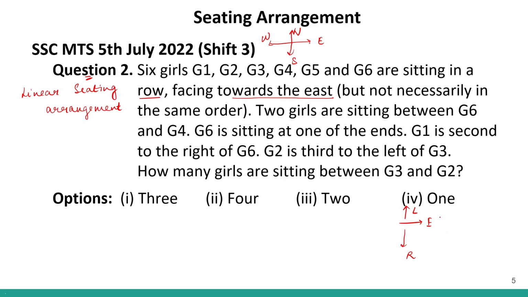So, if I face towards this side, this will be my right and this will be my left. So, there are 6 positions because there are 6 girls, correct? So, 1, 2, 3, 4, 5, 6. 6 positions for 6 girls.